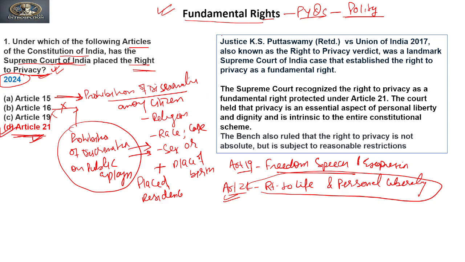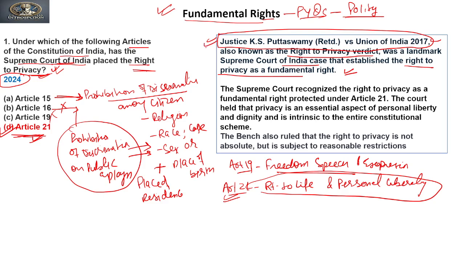Now if you see the judgment under which the Supreme Court decided the right to privacy under Article 21, the case was Justice K.S. Puttaswamy, retired justice versus Union of India, 2017. Also known as the right to privacy verdict, it was a landmark Supreme Court of India case that established the right to privacy as a fundamental right.